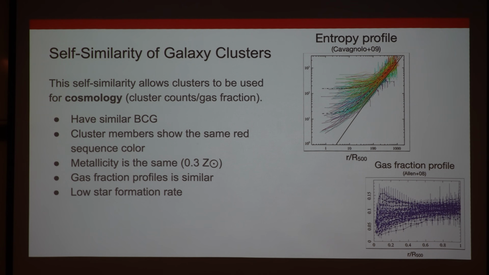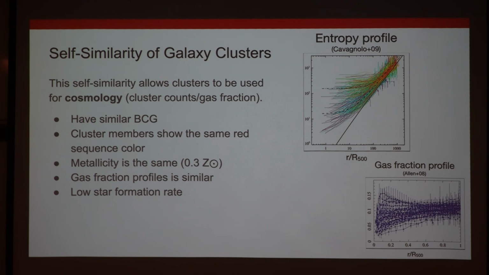The metallicity is also pretty much the same in almost all the clusters when you measure it in the hot gas. And then the gas fraction profile, which tells you how much the hot gas is divided by the total mass, is roughly the same, especially near the outskirts. So here is the gas fraction profile. Here the gas fraction, that's 1%, 15%, and here is the center of the cluster, and here the outskirts.